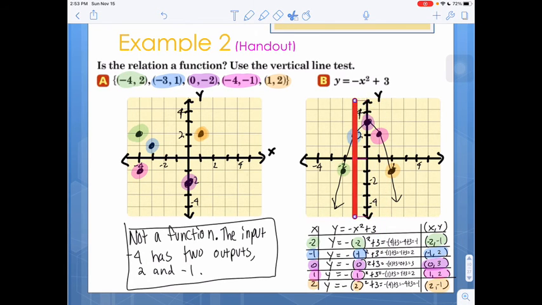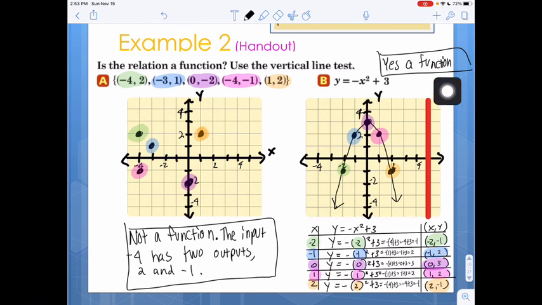Of course our red line's a little thick, so it might seem like we're hitting more than one point at a time. But if you used the thinnest vertical line you could have, you would be hitting 1 point at a time. So this indeed passes the vertical line test. So we say that part B is a function.